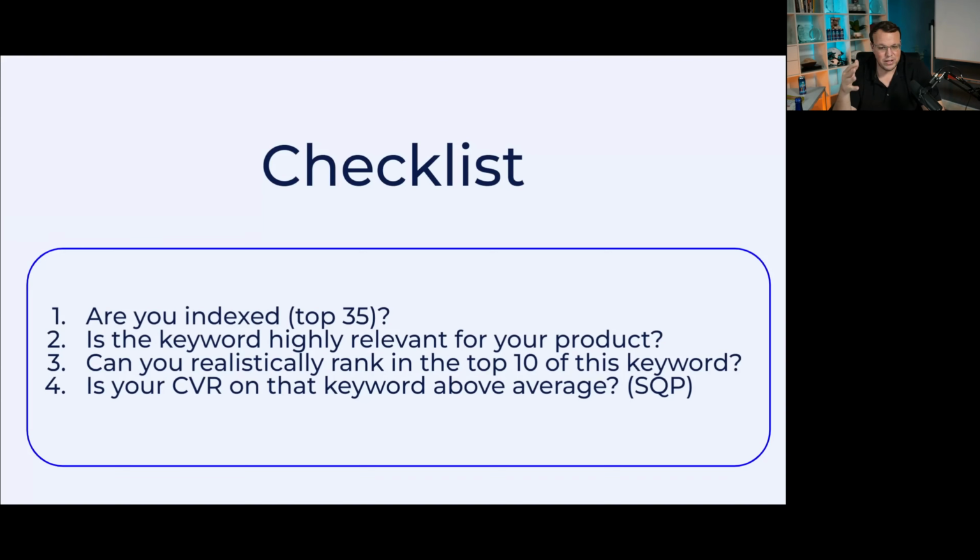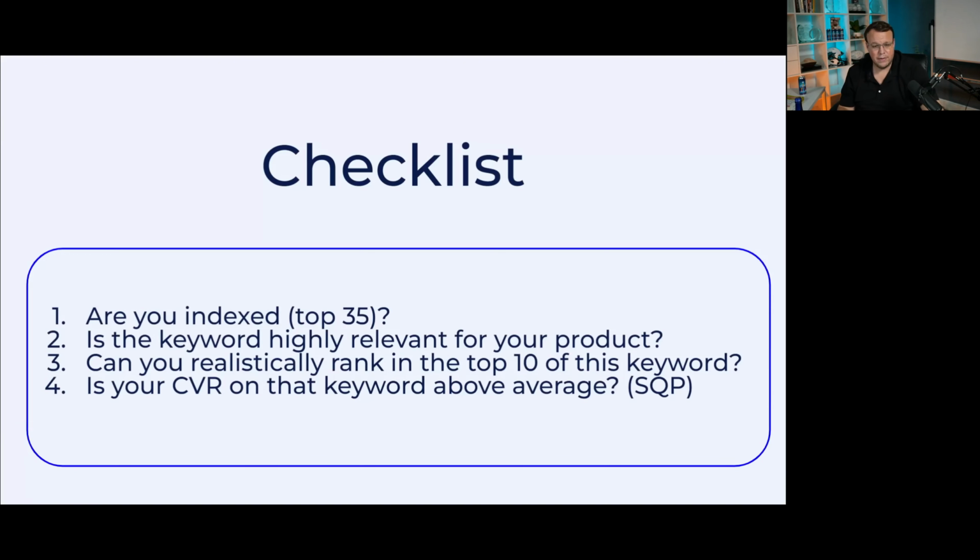Is my conversion rate supposed to be better or worse, right? So we're going to ask that in a second. But can you realistically rank in the top 10 of this keyword? You have to be honest with yourself. And is your conversion rate on the keyword above average? This is where you go look at the SQP data to answer that question. So what is the typical average conversion rate on this keyword? Now, what's going to drive? We already talked about what's going to drive conversion rates, right? It's going to be the specificity of the keyword. It's going to be the buyer intent on that keyword.